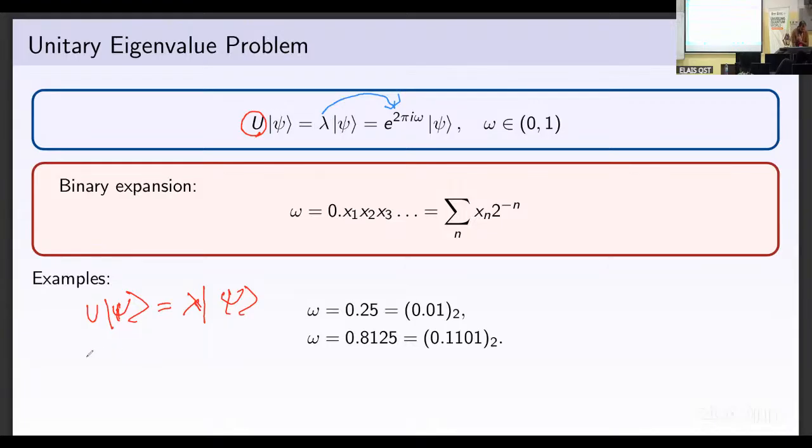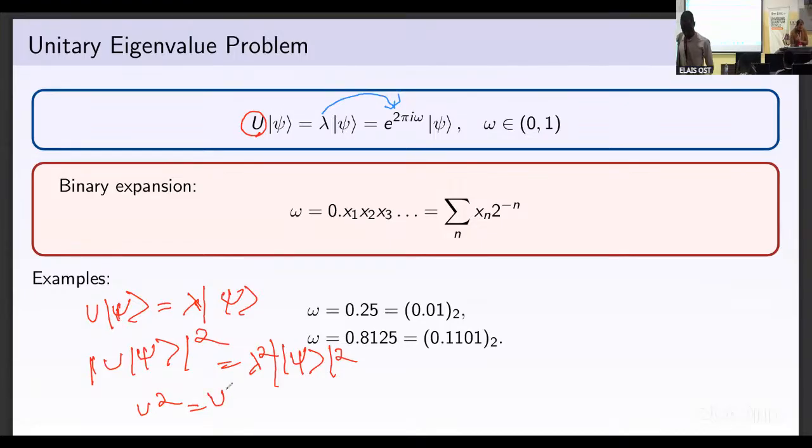The property of a unitary operator is that if we square it, so U psi squared, since the unitary operator is the square of itself, it can be written that U squared equals U. So U psi squared equals lambda squared psi squared.